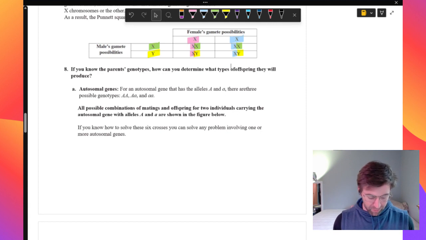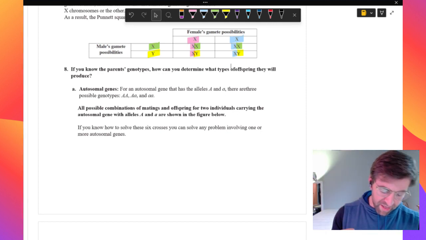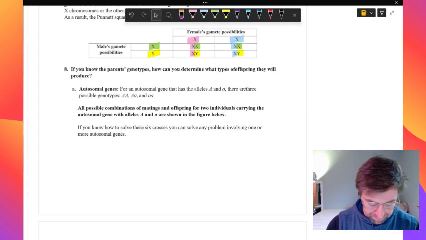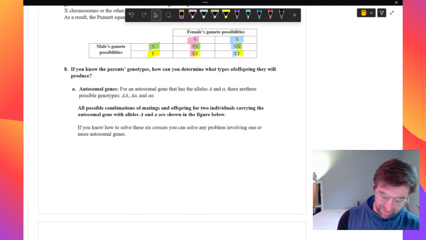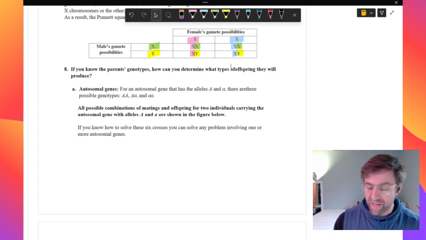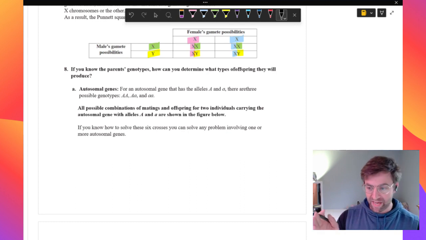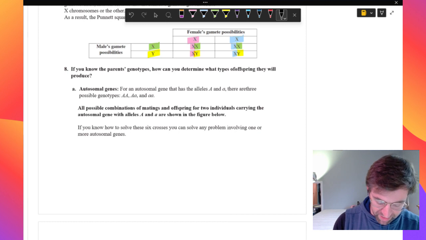Now that we've seen that done a couple ways, let's get into some problems. So if you know the parents' genotypes, how can you determine what types of offspring they will produce? For autosomal genes, an autosomal gene that has the alleles big A and little a, there are three possible genotypes: big A big A, big A little a, and little a little a. And this is the same as the X and Y exercise we just did, but sorry, I'm going to keep reading and then we'll do the Punnett square.